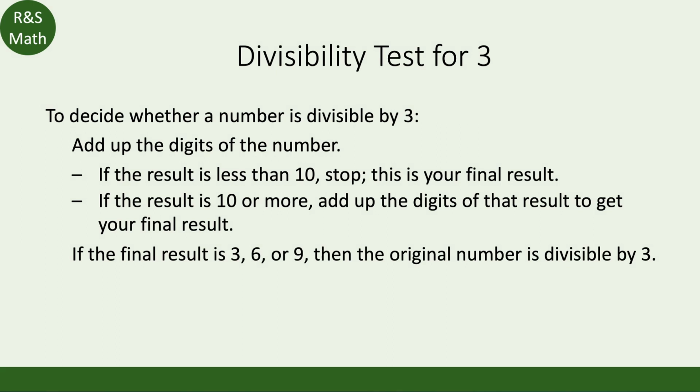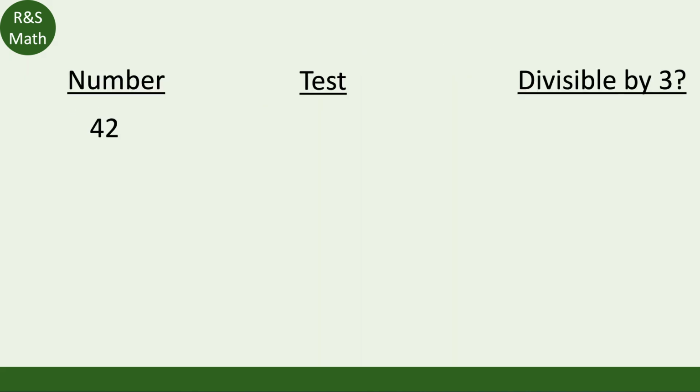This may sound complicated, but an example showing how this works should convince you that it isn't that hard to do. Is 42 divisible by 3? The divisibility test for 3 tells us first to add up the digits of 42. 4 plus 2 is 6. Since 6 is less than 10, we don't have anything else to do except to note that 6 is in the list of the 3 numbers 3, 6, and 9. That tells us that the original number, 42, is divisible by 3.